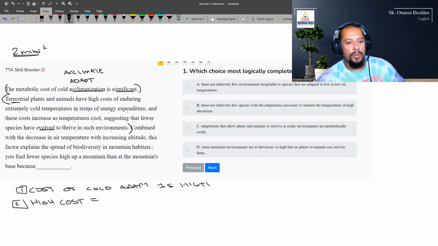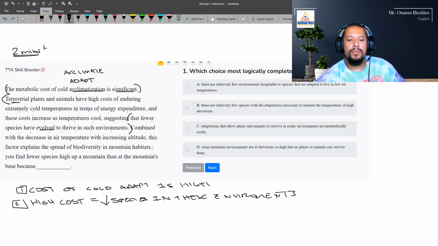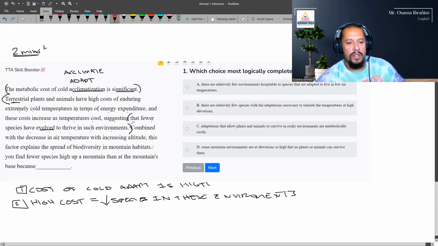Okay, what does that last part mean? The fewer species don't go to those environments. Yeah, a decreased number of species in these environments, right? Why? Because of the cool temperatures, the high cost of the cold. Very good job. I want you to continue to the next sentence.